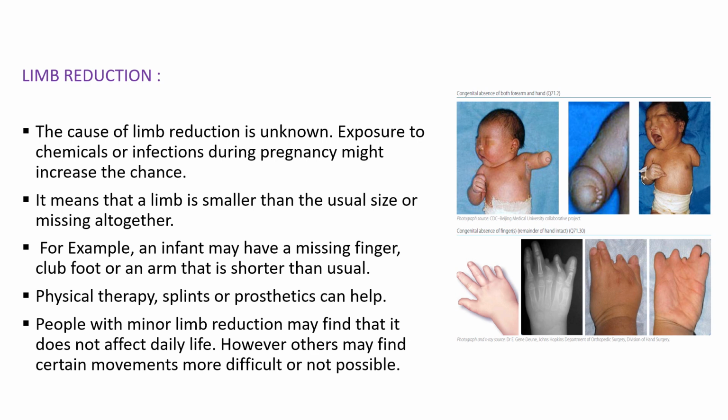Physical therapy, splints, or prosthetics can help. People with minor limb reduction may find that it does not affect daily life. However, others may find certain movements more difficult or not possible.